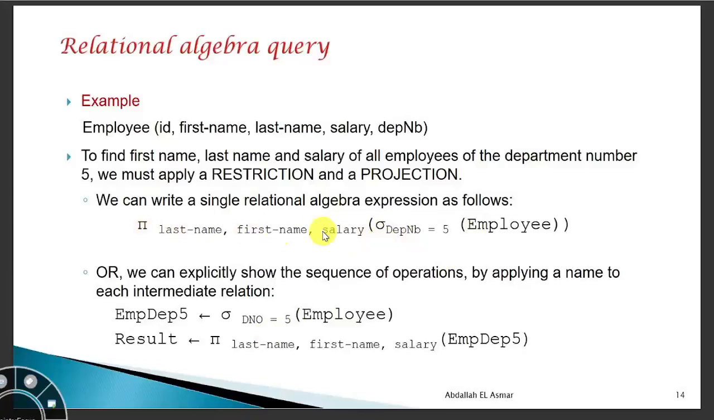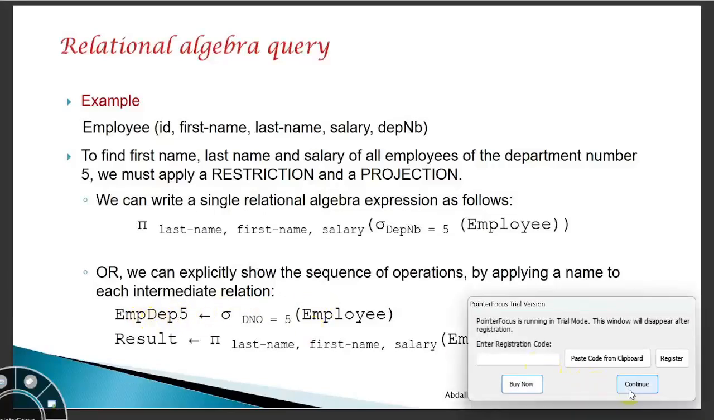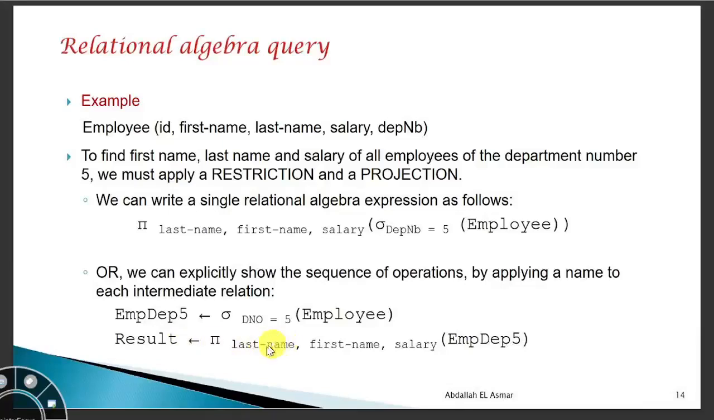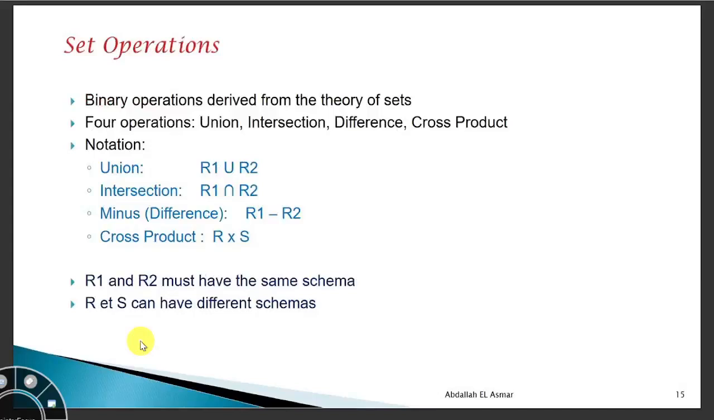The other way to do this: first, you can do the selection alone, and you call this new relation employee department 5. After having this table alone, you then create the projection of last name, first name, salary on this relation, and then you rename the new resulting table as result.